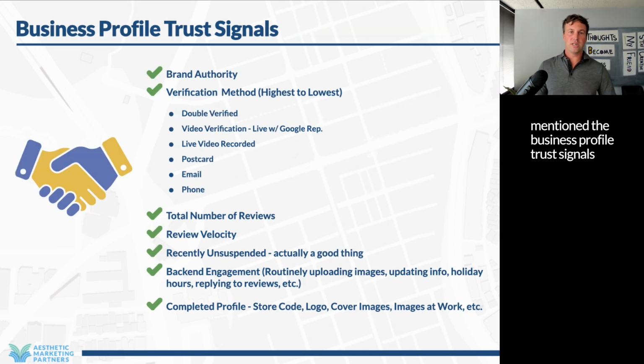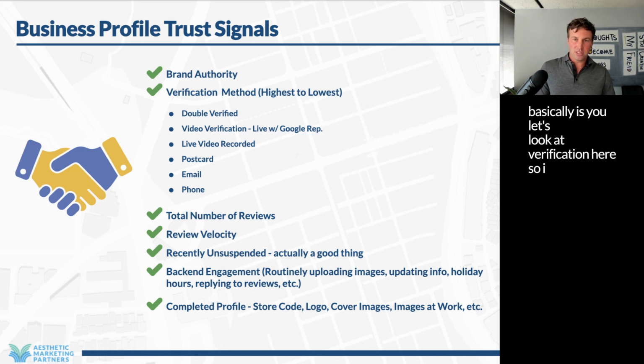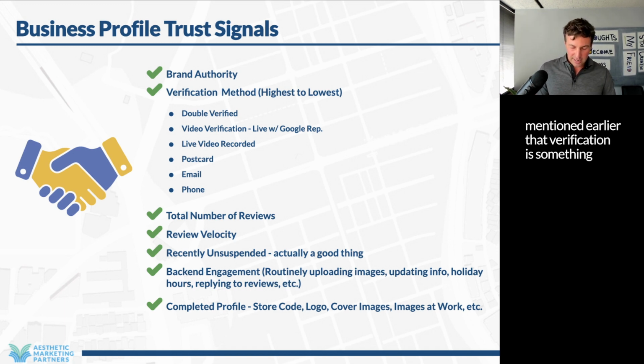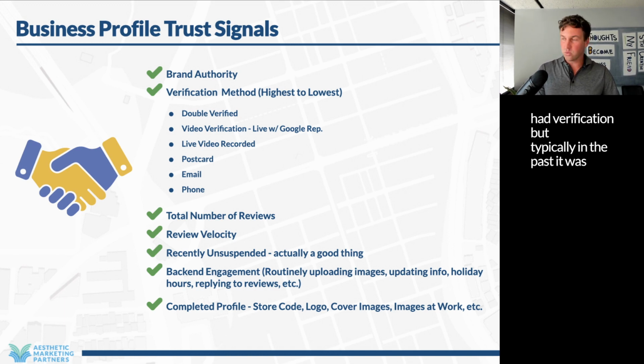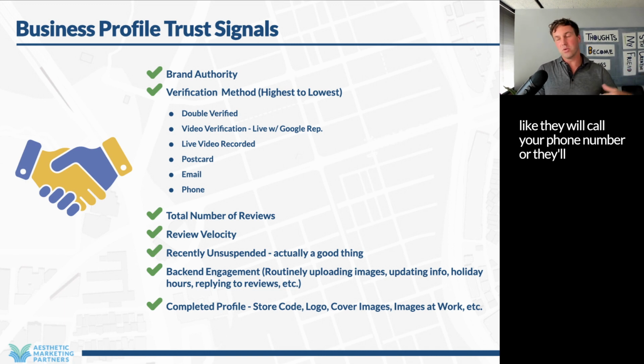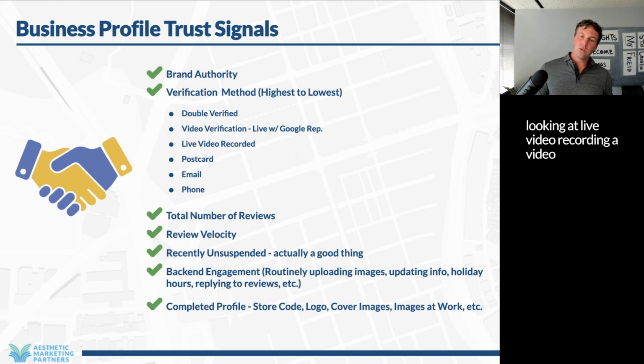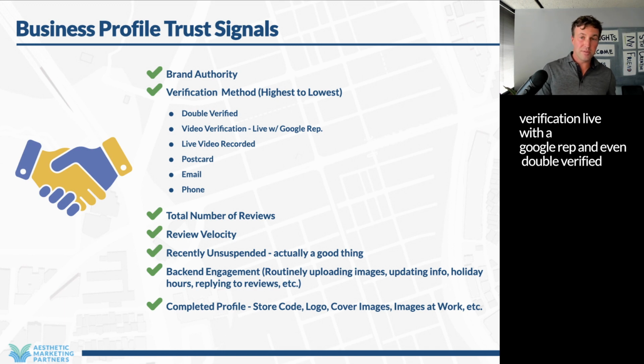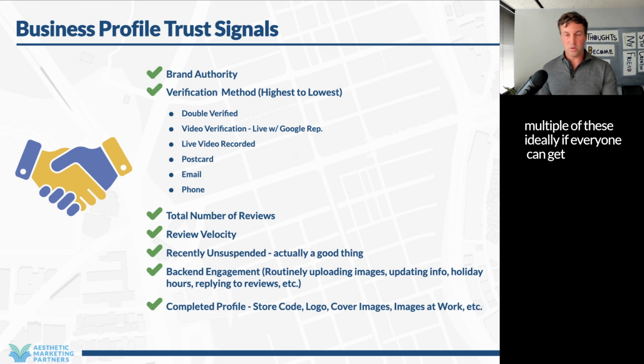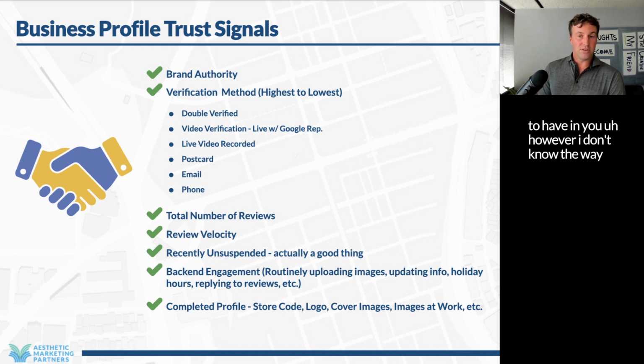So we've mentioned the business profile trust signals, and what this means basically is, let's look at verification here. I mentioned earlier that verification is something that they've really started pushing. They've always had verification, but typically in the past they will call your phone number, or mail you something, a postcard for instance, or an email. But now we're looking at live video recording, a video verification live with a Google rep, and even double verified, multiple of these.